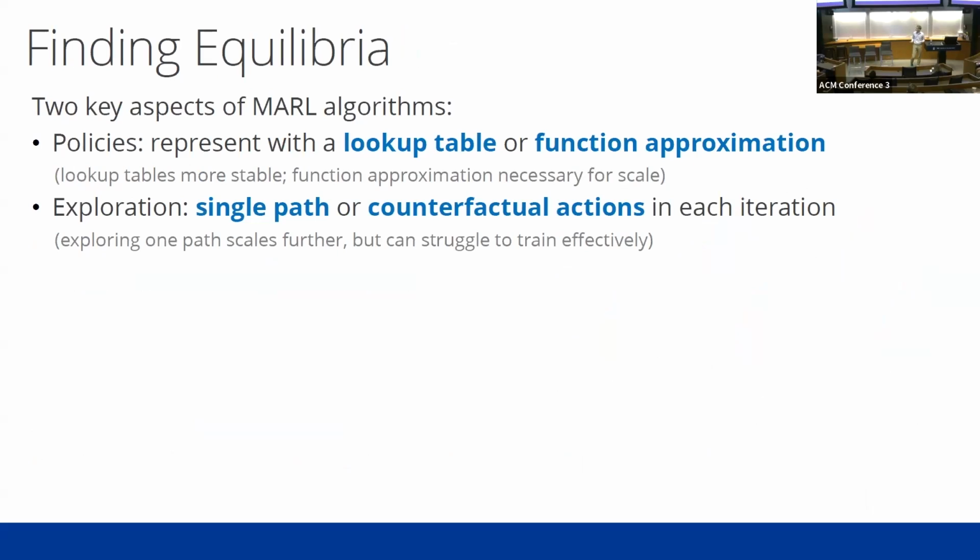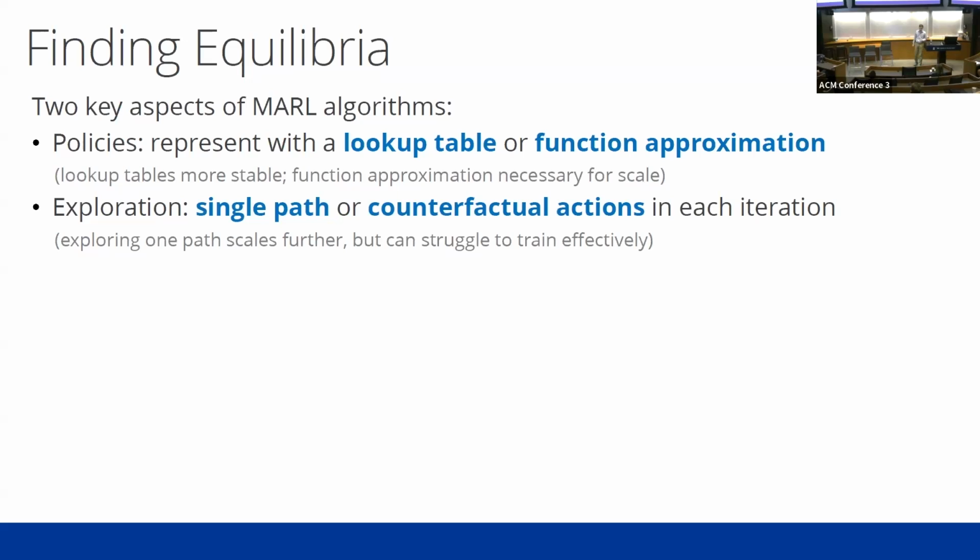Okay, so once we've got a game, what algorithm should we use? Broadly, multi-agent RL algorithms vary along two key dimensions. The first is how they represent their policy. Some represent the policy as a lookup table, just a table for every information state of the action probabilities that they'll play in that state. These are nice. They tend to be stable. They tend to be easy to train, but they don't scale so well. Once you get to large enough games, if you can't fit the entire game tree in memory, then you can't fit the policy in memory either.